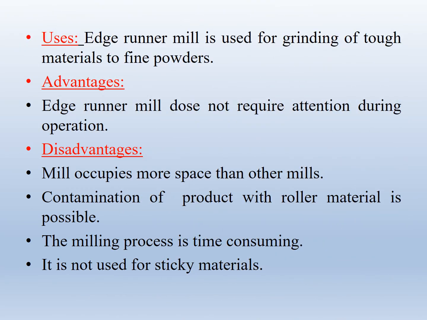Uses: edge runner mill is used for grinding of tough material to fine powders. Advantages: edge runner mill does not require attention during the operation. It does not require any kind of attention. Disadvantages: the mill occupies more space than other mills. Contamination of the product with roller material is possible. The milling process is time consuming and it is not used for sticky material.